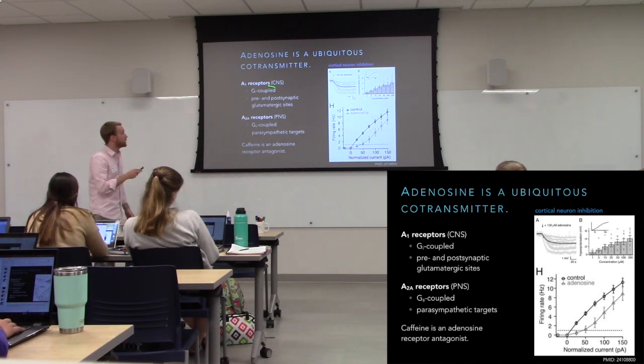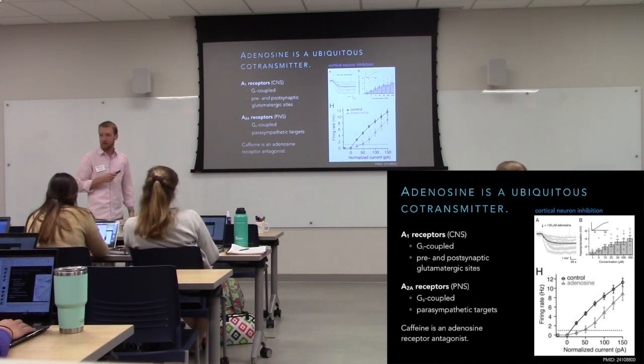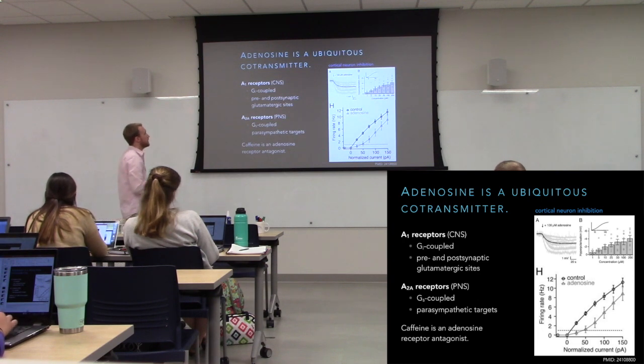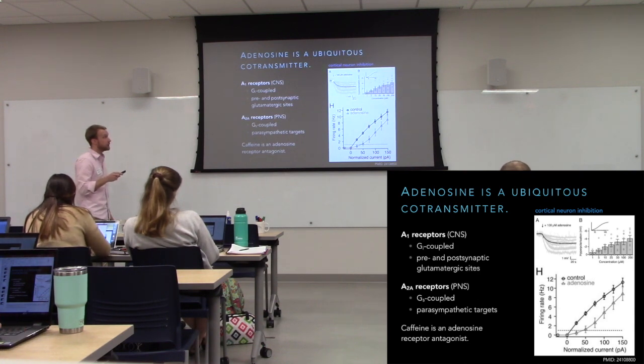You do want to know what Gi coupled means, because it's going to come up time and time again. It just means it's going to inhibit adenylyl cyclase. Gs is going to stimulate adenylyl cyclase. In other words, in the central nervous system, adenosine is inhibitory, and we can see that right here. When we apply adenosine to a cortical neuron, what do we see happening to the membrane potential?